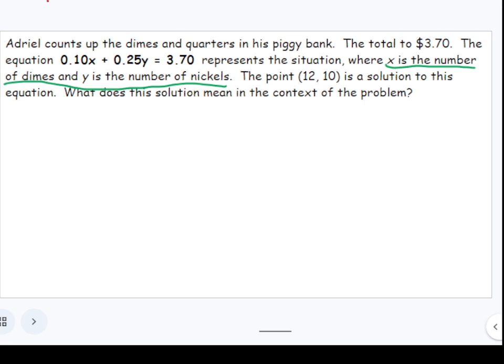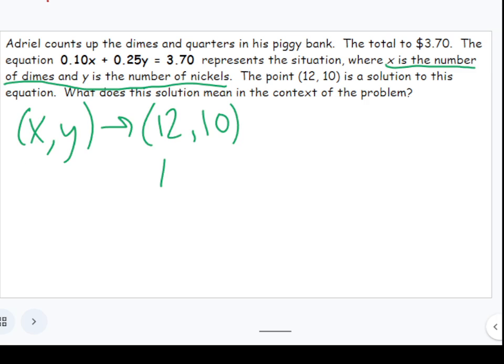The point 12, 10 is a solution to this equation, and we want to figure out what that solution means in the context of the problem. Now, hopefully you remember from previous classes that points come in the form x, y. So that means that 12 is x and 10 is y. Now, what did the problem tell us that x and y are? So x is the number of dimes, as it tells us in the problem, and y is the number of nickels.